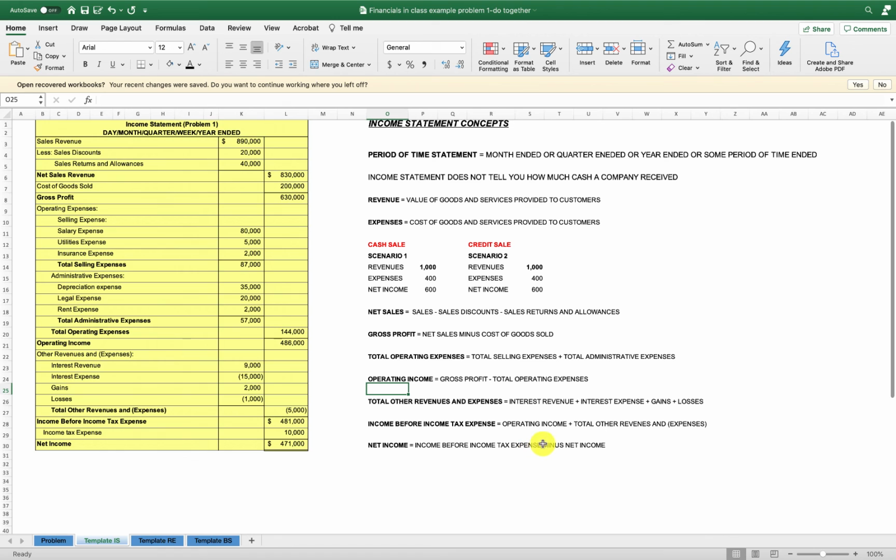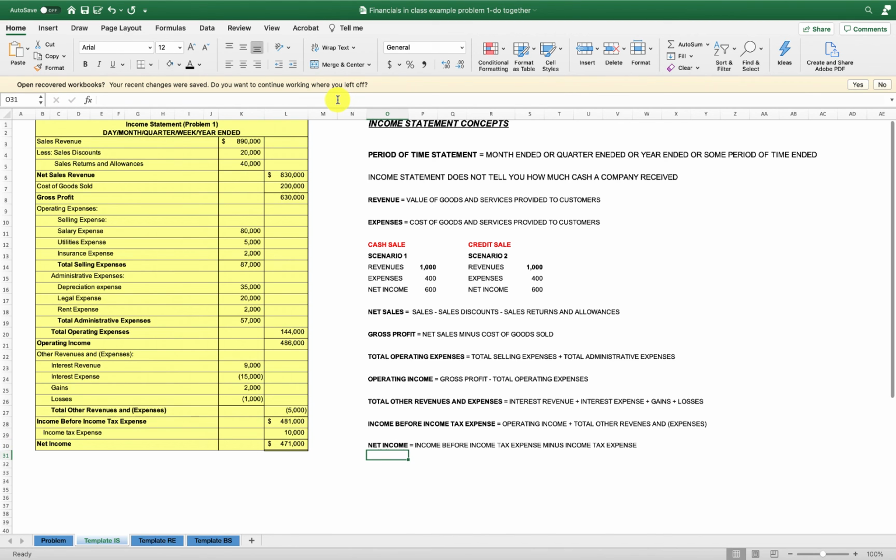And then total other revenues and expenses are interest revenue plus interest expense plus gains plus losses. Remember, interest expense is always negative and losses are always negative. So when you're adding these two, it's adding a positive with a negative. And then income before income tax expense is operating income plus total other revenues and expenses. And then net income is income before income tax expense minus income taxes. Income tax expense, and that is net income.